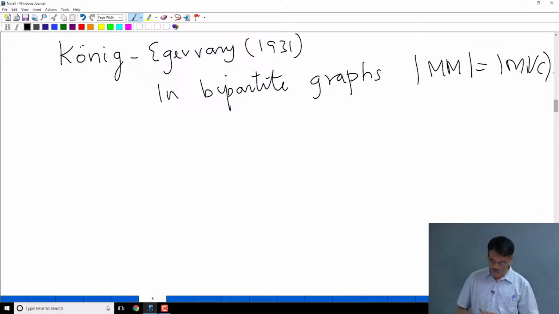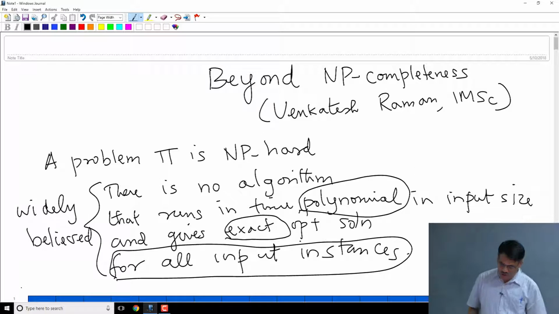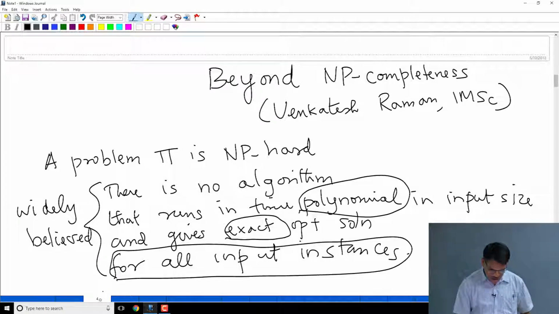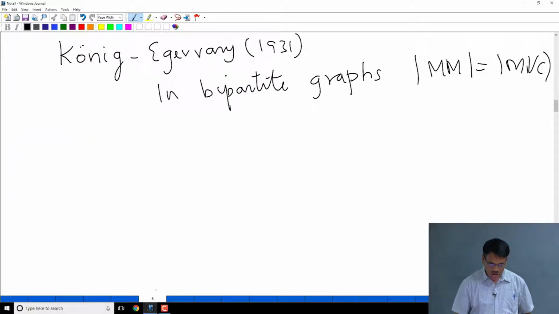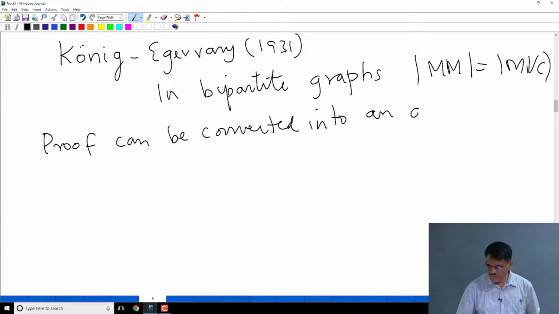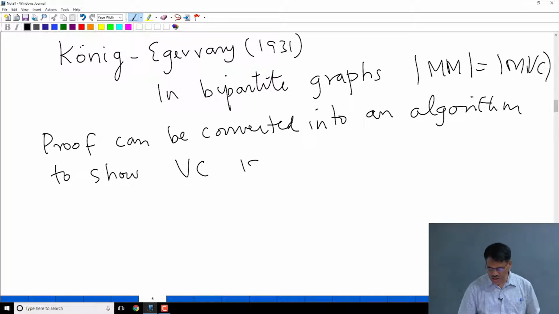This was one of the things I wanted, right? That, oh, you can't solve it in polynomial time for all input instances, but can you give me some special class of instances where you can solve it in polynomial time? Yes, you can solve minimum vertex cover in polynomial time, so the proof can be converted into an algorithm, to show that vertex cover is actually in P for bipartite graphs.